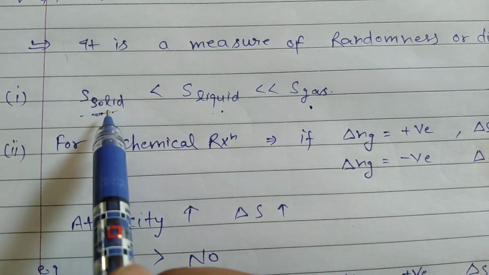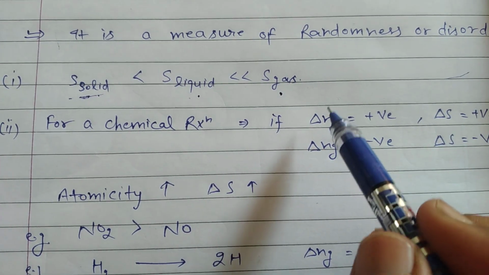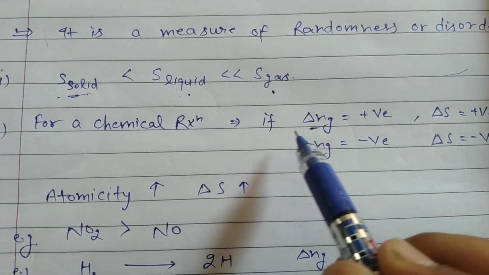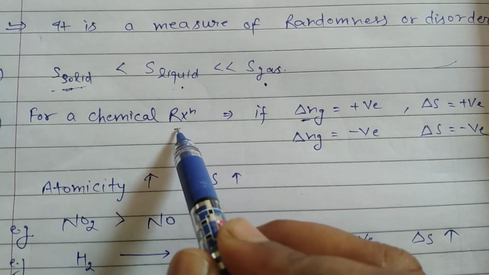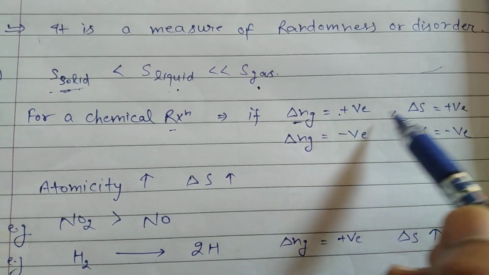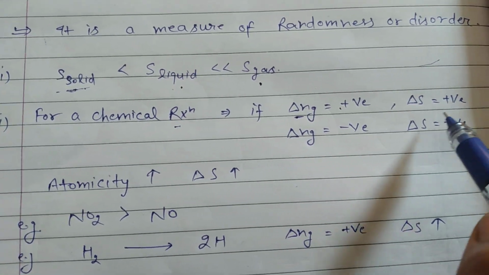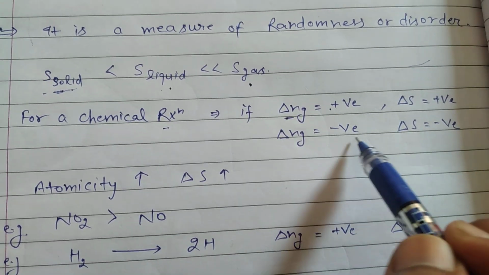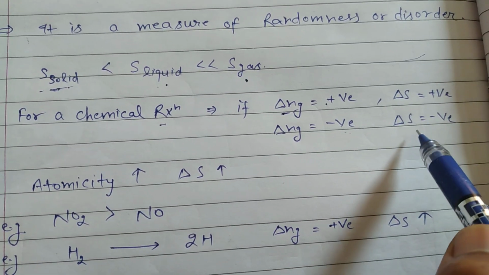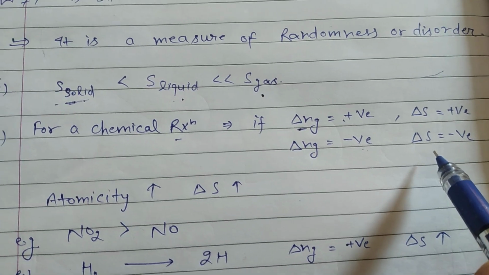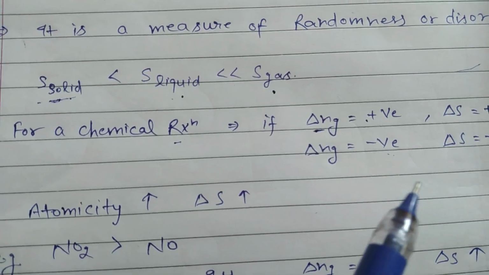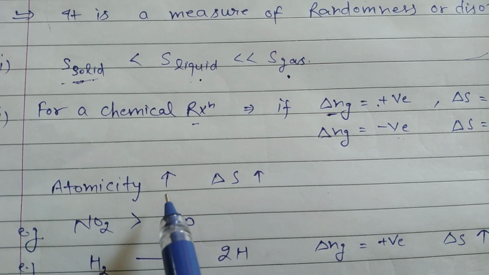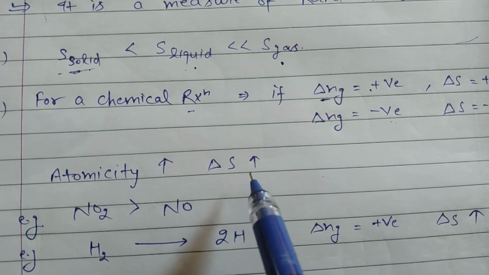So solids have very less entropy. If the change in the number of moles for any chemical reaction is positive, then entropy will increase, and if the change in number of moles is negative, then our entropy will decrease for that chemical reaction. And if the atomicity increases, then entropy will also increase.